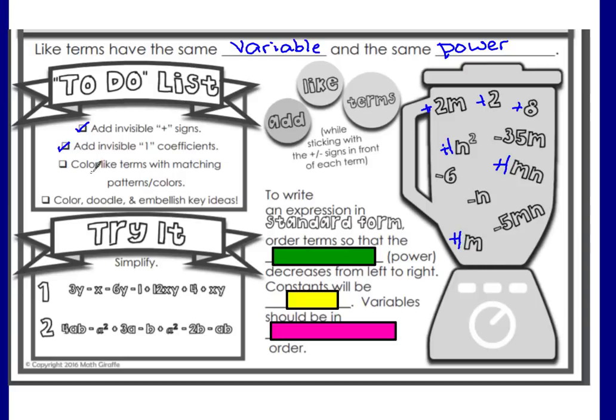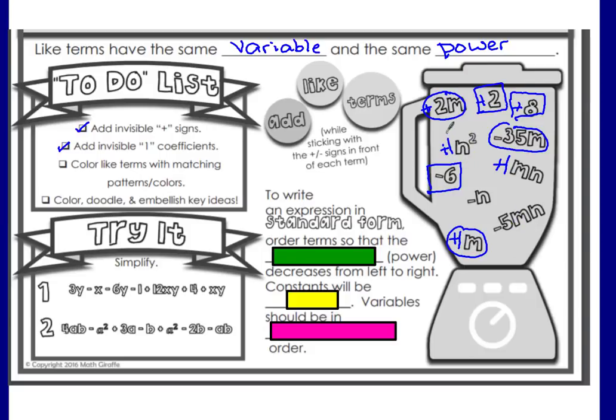Then to combine, you would color like terms with matching patterns and colors. You could do the colors, the patterns. As you saw from the first video, I do shapes. I'll circle one, like here. I'll circle the 2m. And all of the other m terms, I will also circle. I will use the same shape. Down here, here's another m. Then for my constants, I maybe will put a square around them. So all of my constants, I will put squares around them.